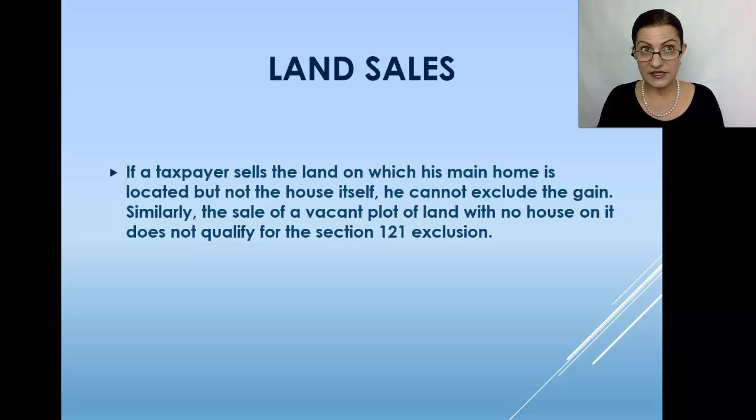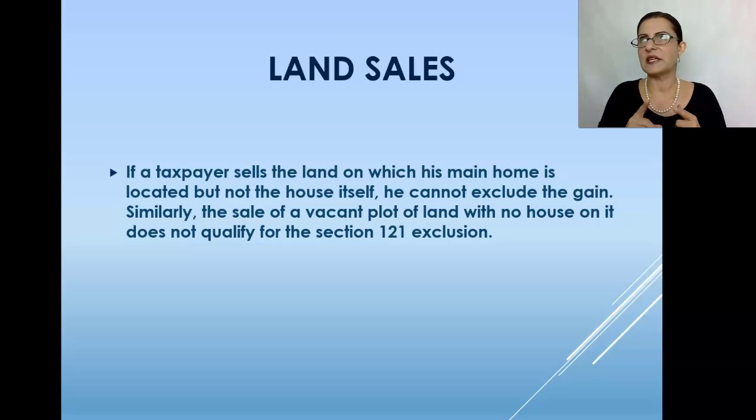It doesn't matter what the taxpayer's intent was. If a taxpayer bought an empty plot of land with the intent of building their home on it, but they didn't actually build a home and live there, then that plot of land doesn't qualify for the Section 121 exclusion. It has to have a house on it that the taxpayer actually lived in and owned in order to qualify for the Section 121 exclusion.